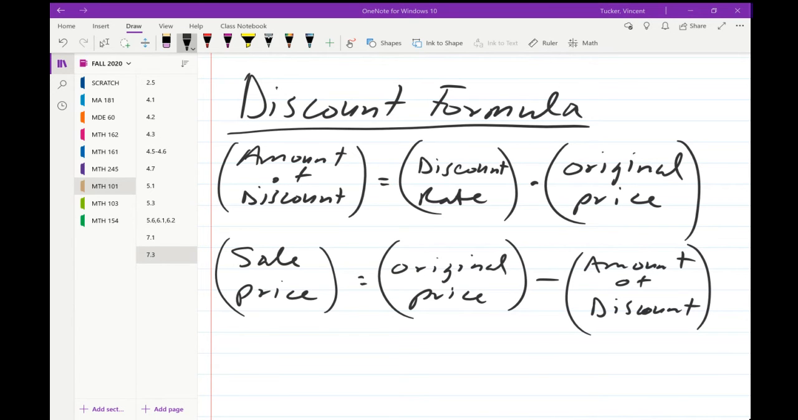All right, so our discount formulas. Got two of them. The amount of discount is going to be your discount rate times the original price. Then your sale price is going to be your original price minus the amount of discount.